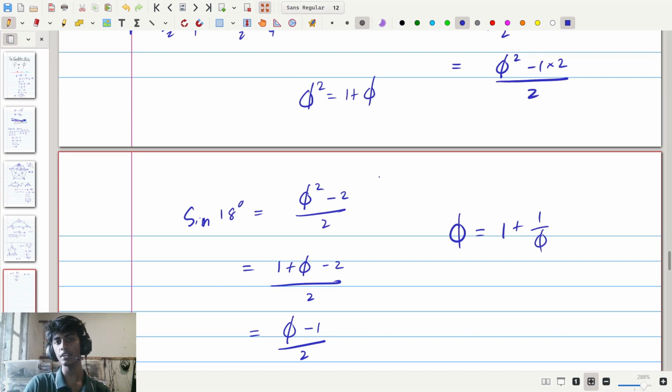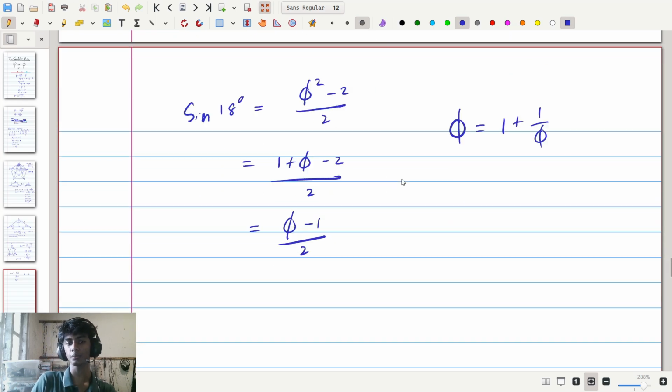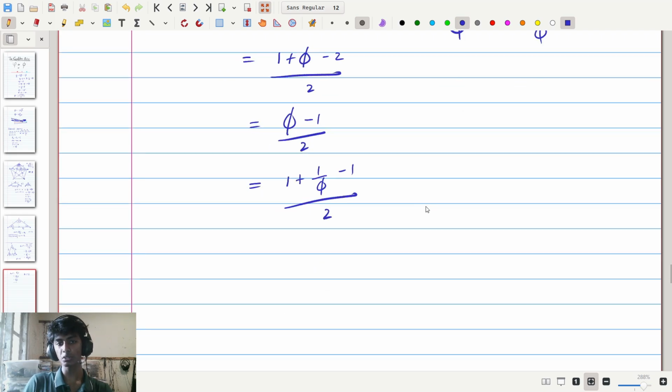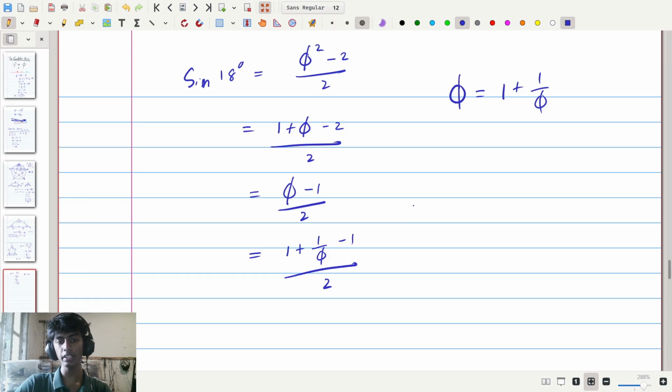This was one of the identity equations that we had with the golden ratio. Here we can actually substitute this into here. Instead of the golden ratio, we substitute 1 plus 1 divided by the golden ratio. Substituting that in, what we have is 1 plus 1 divided by the golden ratio, minus 1, divided by 2. This is actually the final form that we give it. Cancelling the plus 1 and minus 1, what we have left is 1 divided by the golden ratio, divided by 2. So we have 1 divided by 2 times the golden ratio.